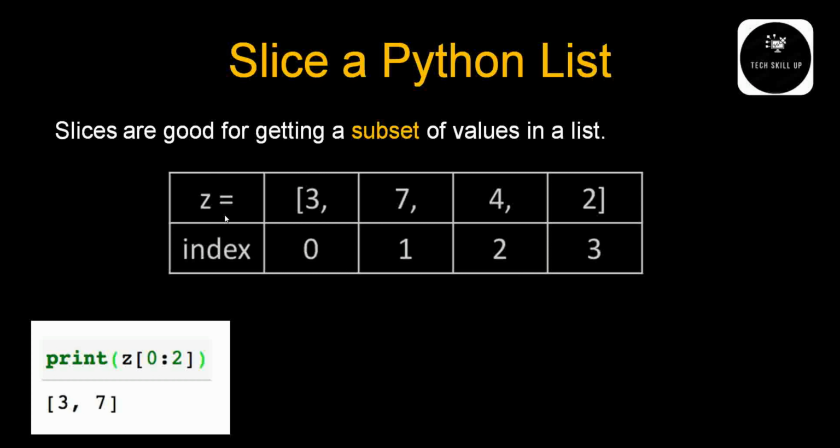In this example, z is a list with 4 elements, which we can indicate with indexes. If you would like to access the 3 and 7 elements, how can we access them? Index values start from 0, so we need to provide the range 0 to 2. That means it gives index 0 and up to before index 2, that is 1. So we get 3 and 7.